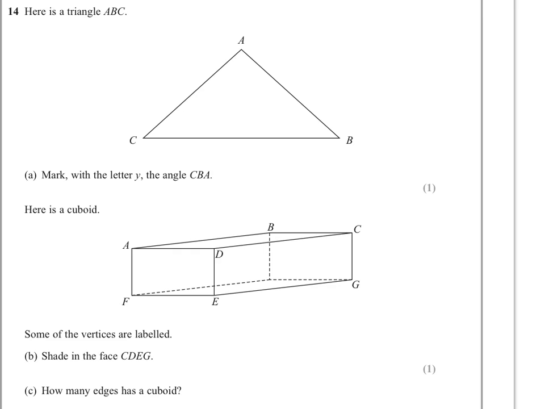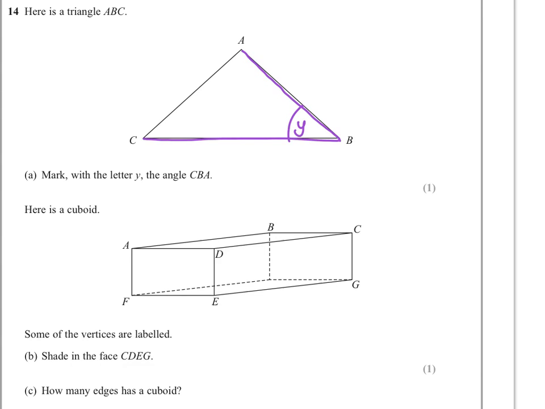Question 14. Here is a triangle ABC. A to B to C. It says mark with the letter Y the angle CBA. Well, C to B to A makes this angle. So there would be Y.